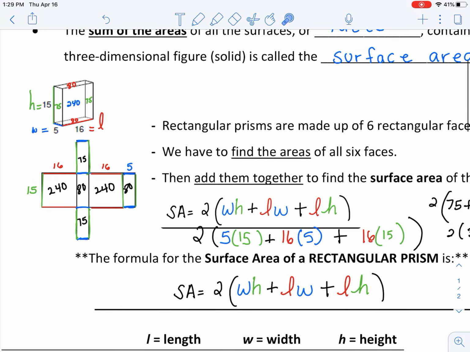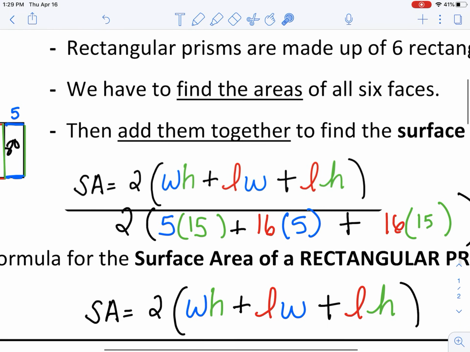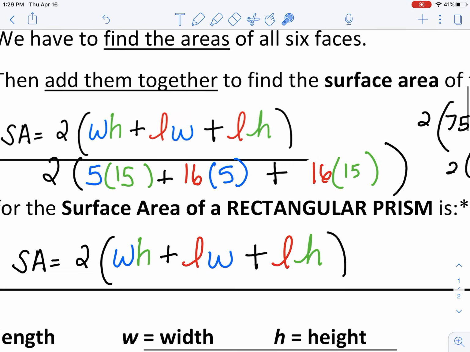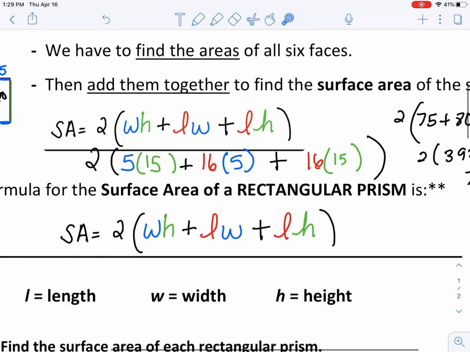So again, the biggest thing that you need to do first is identify what the length is, what the width is, and the height is, and then just plug them into the formula. But it's important to know where it derived from, so that's why I took a minute to discuss the idea of a net.